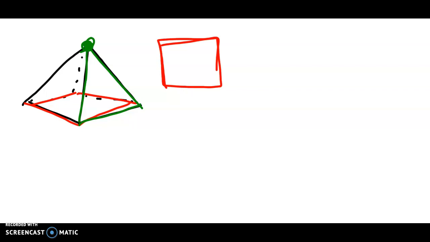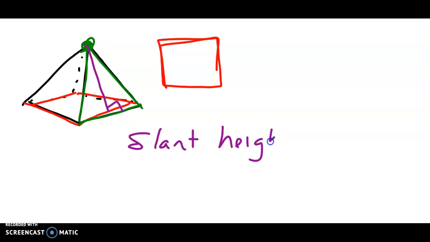Now to find the area of a triangle, 1/2 base times the height. However, we have two different types of heights here. We have one height right here that is the actual height of this lateral face or the triangle. That height is referred to as the slant height because it's kind of slanted for the pyramid. And that's going to be represented by a cursive L. And then, of course, our regular height is going to be the actual height of the pyramid.